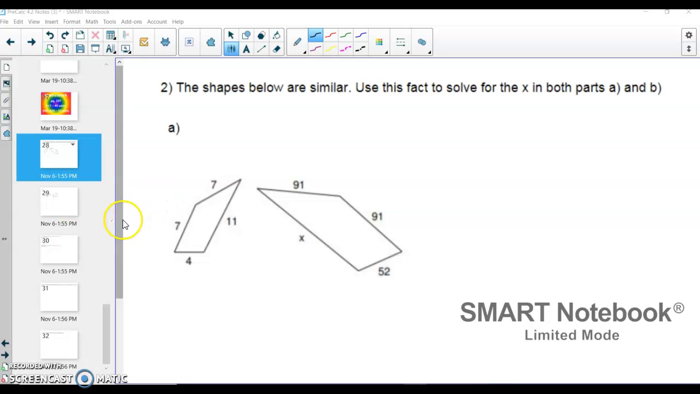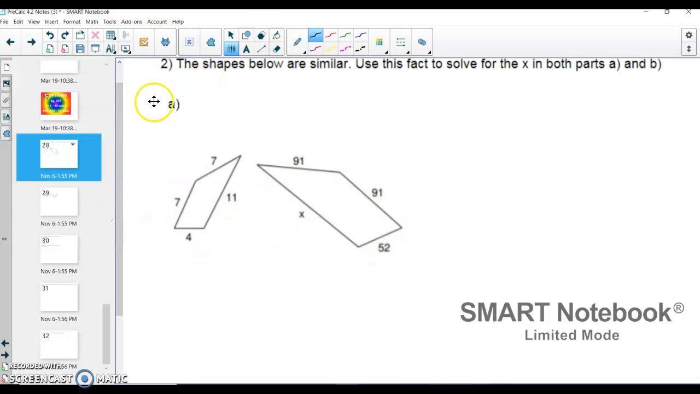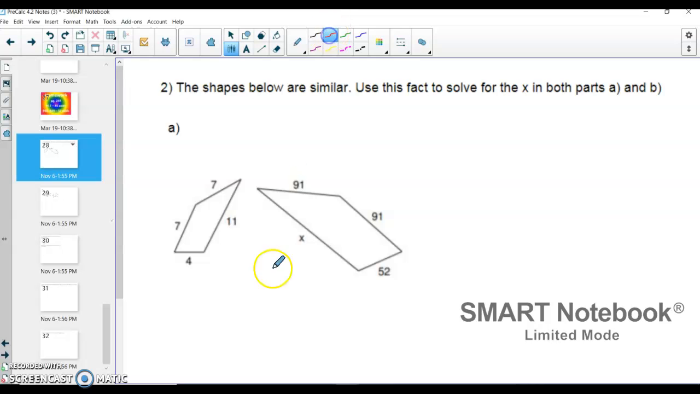And so in this first one here, I have to look at, okay, which sides correspond? And I see that if I visualize reflecting and getting these shapes to look just like each other, I can see that 11 and x correspond. And I just need to choose one more that corresponds. And I can see on this slant here, I have 7 and 91. So I got my two corresponding sides. I should be able to set up an equivalent ratio and solve.